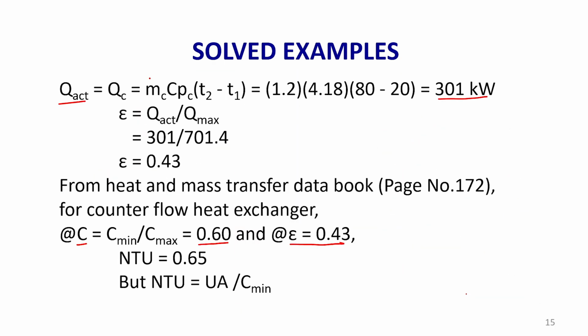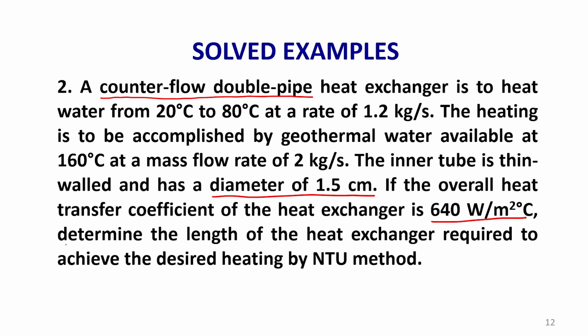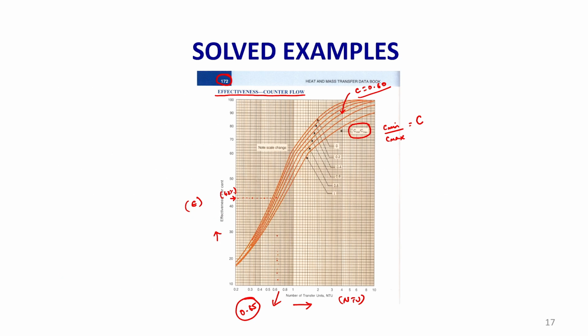We have been asked to determine the length of the heat exchanger required. If you want to find the length, we should know the surface area, because the diameter will be given. Or if length is given, once the area is found out, we can find the diameter. This chart is used if any two parameters are known. Mostly C will be known, because C minimum and C max we can find out. Either effectiveness will be given or NTU will be given. If effectiveness is given, we can find NTU, or we can calculate it. In this case, we can calculate effectiveness.